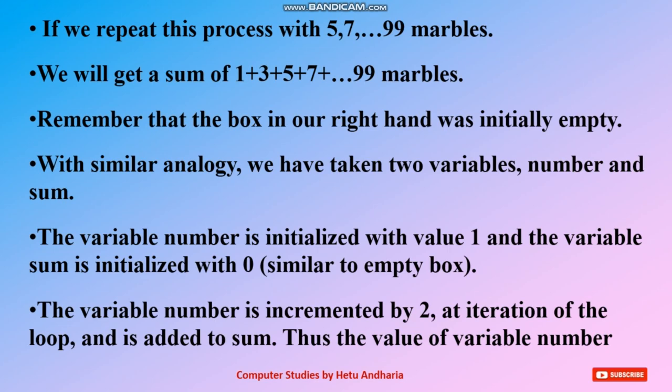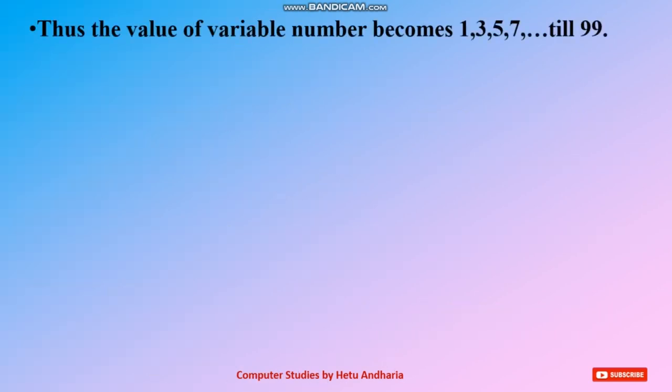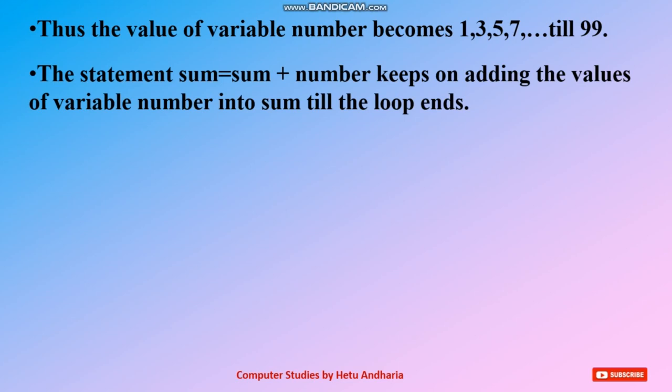Thus the value of the variable number becomes 1, 3, 5, 7 till 99. The statement will be sum is equal to sum plus number, which keeps on adding the values of the variable number into sum till the loop ends. The loop should end at 99.